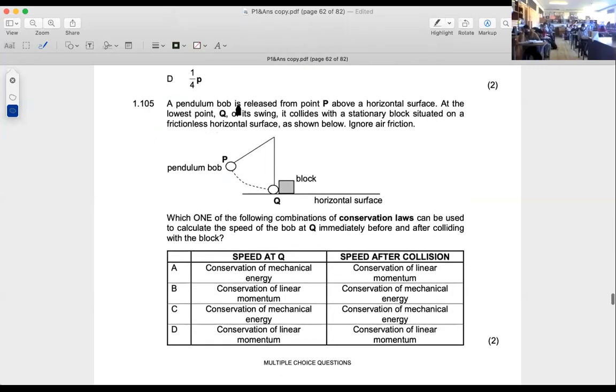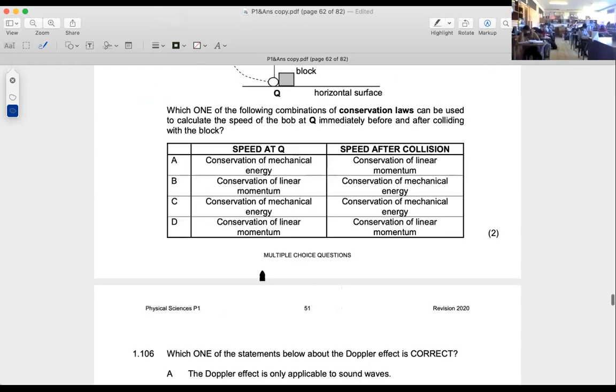Okay, yeah, a pendulum bob is released. We did this one before. There's the conservation of mechanical energy, and then when that hits that, there's the conservation of momentum. And so that's the law we use. We use conservation of mechanical energy followed by the conservation of linear momentum. The answer must have been A.